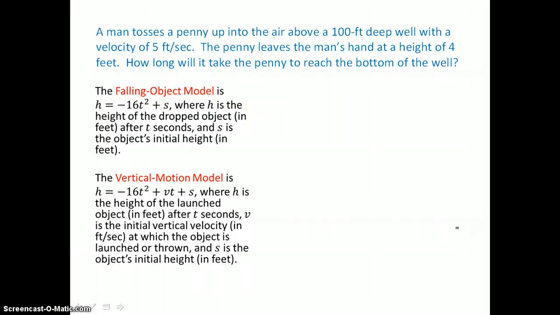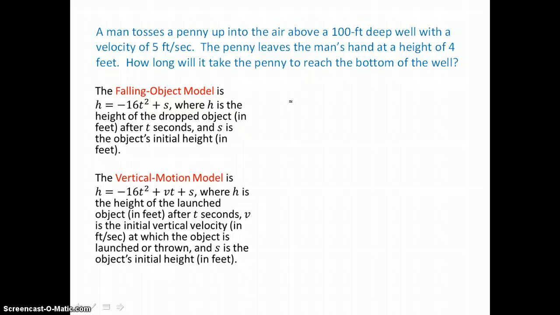A man tosses a penny up into the air above a 100-foot deep well with a velocity of 5 feet per second. The penny leaves the man's hand at a height of 4 feet. How long will it take the penny to reach the bottom of the well? We've already looked at the falling object model, but this problem requires the vertical motion model, which is h equals negative 16t squared plus vt plus s, where h is the height of the launched object in feet after t seconds, v is the initial vertical velocity in feet per second at which the object is launched or thrown, and s is the object's initial height in feet.